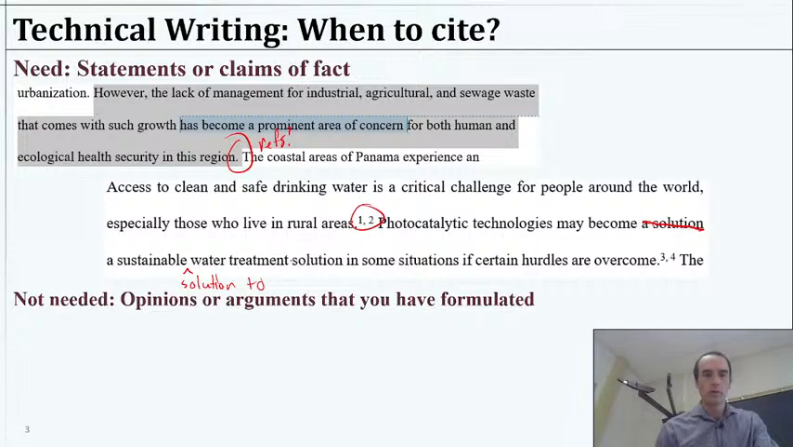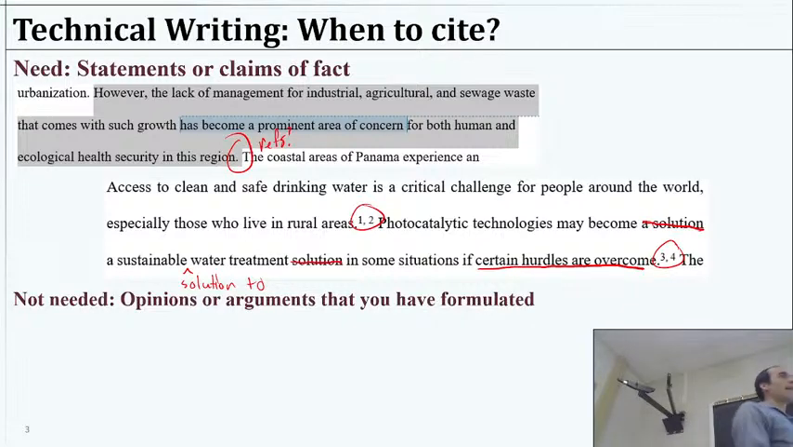To water treatment and solutions, repeated. So we've got some issues with that part, but the citations themselves I think are okay, right? So could become a sustainable solution to water treatment in some situations if certain hurdles are overcome. All right, so that feels to me like it could be partially an opinion, because it's, this could become that, but the person is citing a couple sources here that probably pertain to certain hurdles needing to be overcome. So perhaps if you were to review this literature, you might come to a conclusion like that.